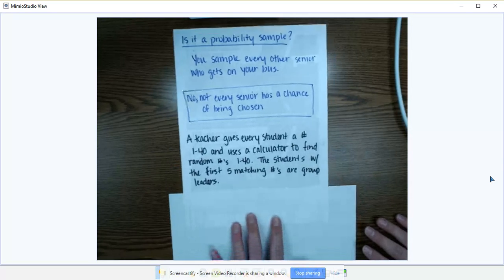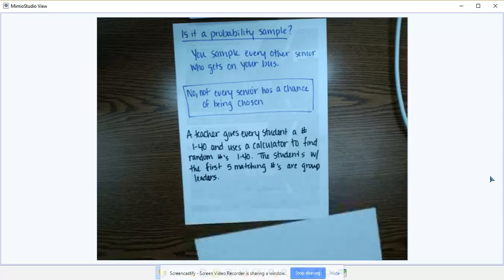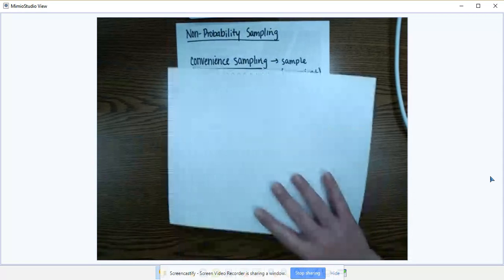Okay, you guys tell me if this is a probability sample. A teacher gives every student a number 1 through 40. Then they use a calculator to generate random numbers 1 through 40. And then the first 5 numbers that the teacher generates correlate to the students' numbers, and then those students are group leaders. So would that be a probability sample?